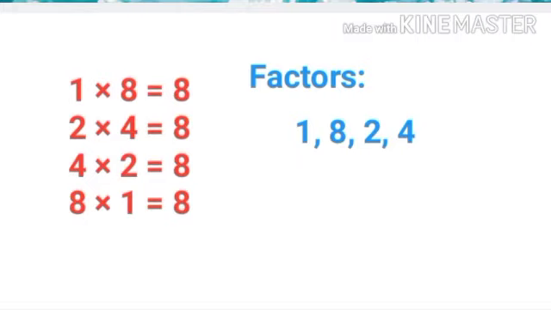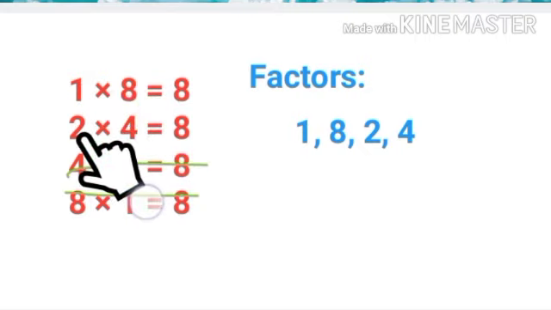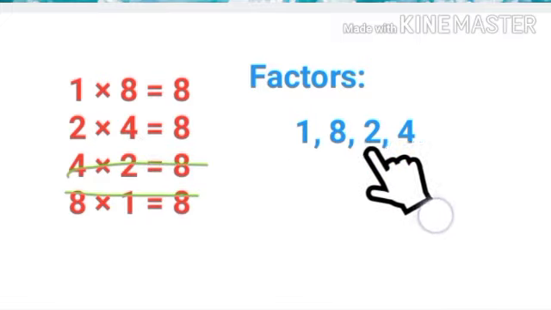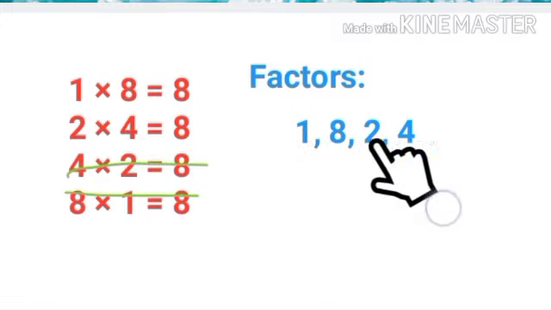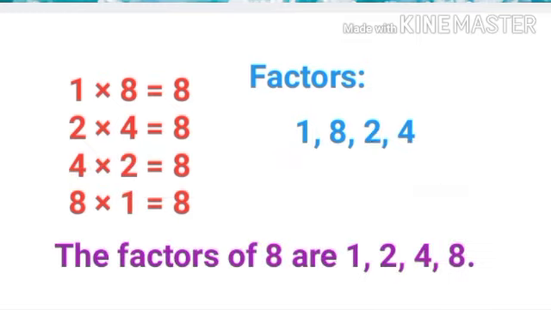Now we can write the factors of 8. If you leave this, the factors of 8 are 1 and 8, 2 and 4. So the factors of 8 are 1, 8, 2 and 4. All the 4 numbers are the factors of 8. So when you are writing the answer, you can write the answer like this. The factors of 8 are 1, 2, 4, 8. Just you can arrange it in the ascending order. You can write it.